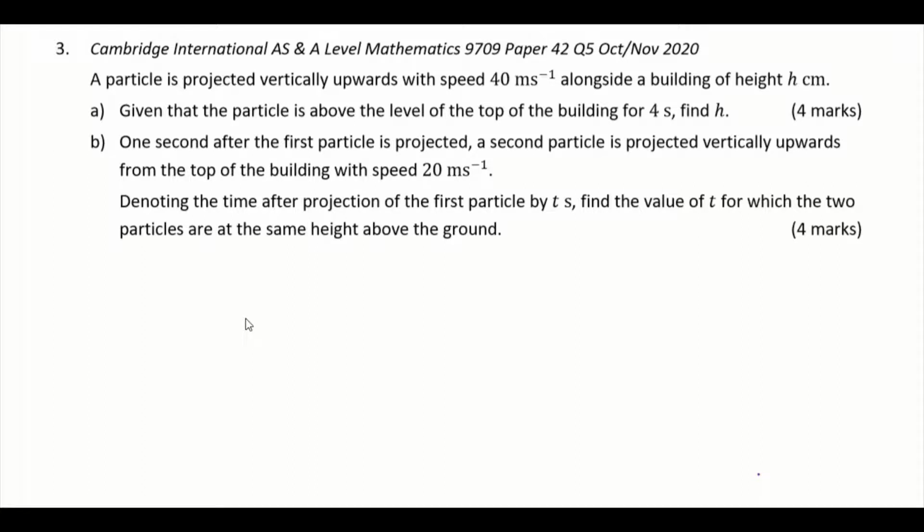So let me try to draw this. Basically there's this building, and there's a particle here that is projected upward, meaning it's being thrown up. What happened is that the particle is above the level of the top of the building for 4 seconds. So the time when it goes up and the time when it goes down, this is the time when the particle is above the level of the top. So this part actually makes up 4 seconds.